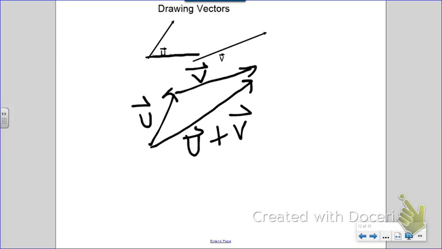If you're doing a subtraction problem, you just draw the vector v going the opposite direction of what it originally is. That's all there is to drawing a vector.